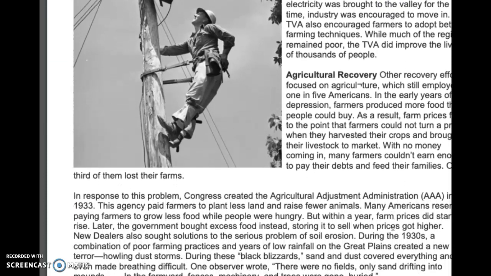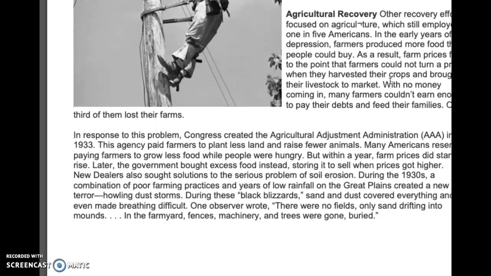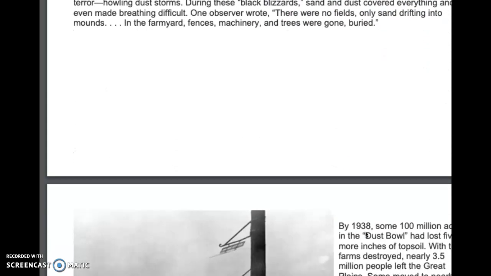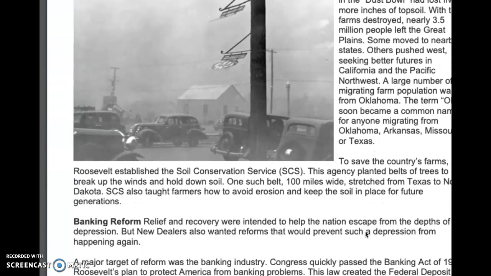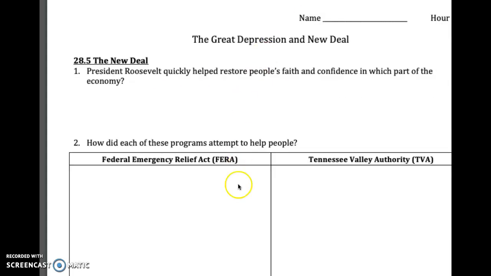Then we go to the agriculture one. And the AAA is right here. So the Agricultural Adjustment Administration. All these fun words, right? And then here's the stuff that we talked about as far as the bank. The FDIC is right here, and the SEC is right here. Okay. So as you're reading through this, you're going to be focusing on how these programs helped or attempted to help people. So that's what you're going to fill in this box.